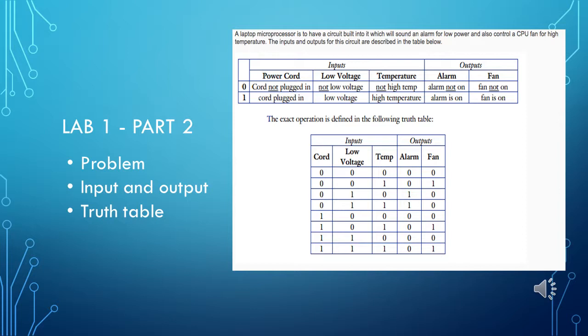A laptop microprocessor is to have a circuit built into it which will sound an alarm for low power and also control a CPU fan for higher temperature. The inputs and outputs for this circuit are described in the table below. The exact operation is defined in the following truth table.